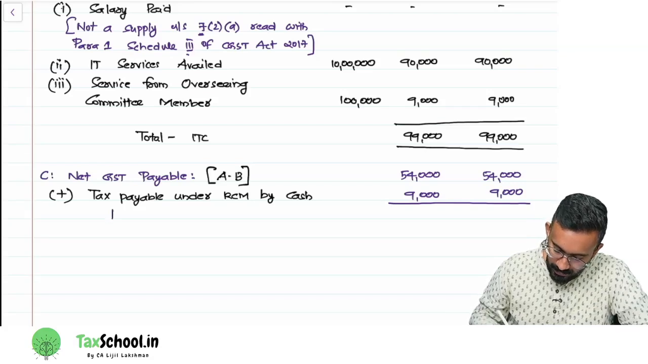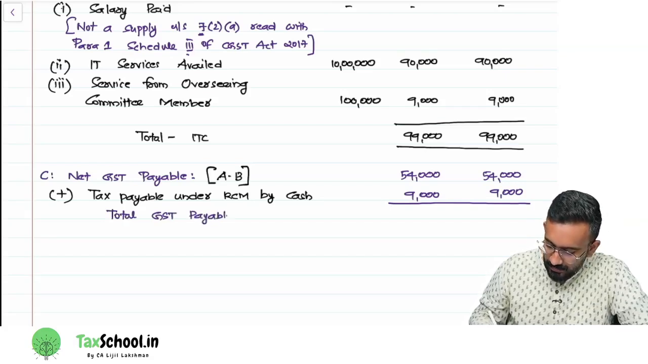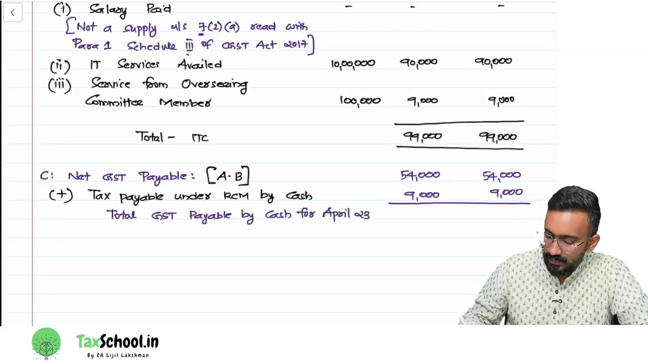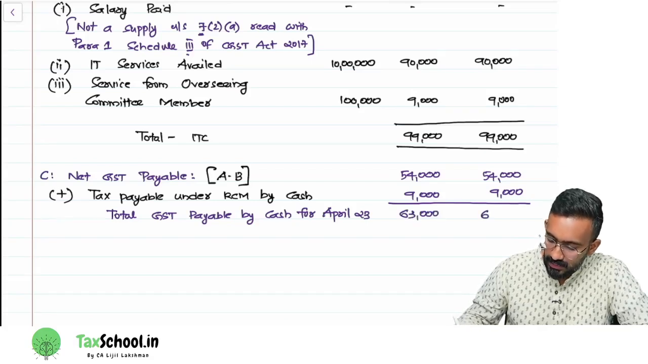So total GST payable by cash for April 23 will be 63,000, 63,000. This will be the answer.